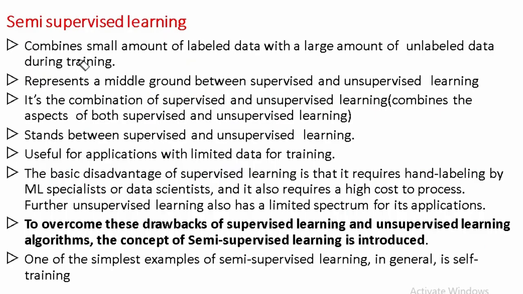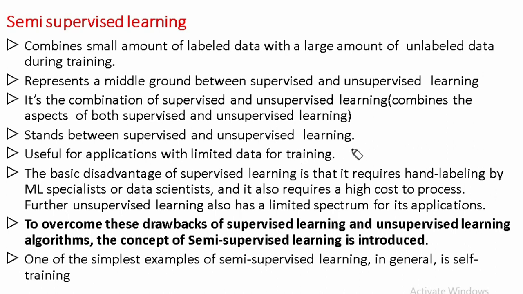Semi-supervised learning combines a small amount of labeled data with a large amount of unlabeled data during training. So it represents a middle ground between supervised learning and unsupervised learning, as there is some labeled data like supervised learning and some unlabeled data like unsupervised learning. So we can call it a combination of supervised and unsupervised learning, and it stands between the two.